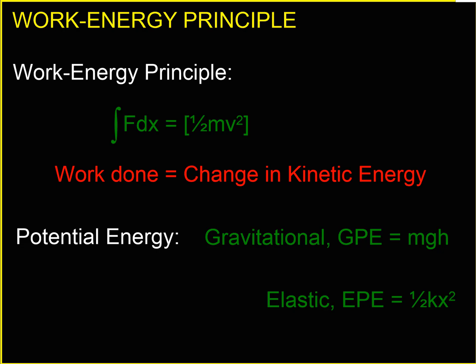Okay, there we are then, this video. The work energy principle, we've looked at it, we've proved it, and it tells us that the work done by forces is going to result in a change in kinetic energy. And we used that to prove that the potential energy, if that force was gravity, was mgh, and if it's elasticity, it's a half kx squared. So there you go.